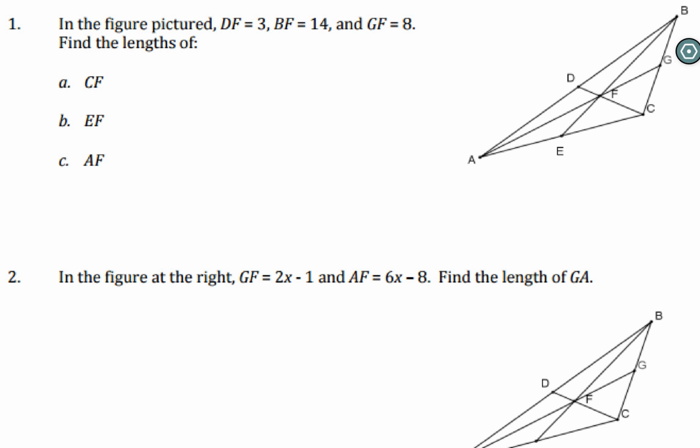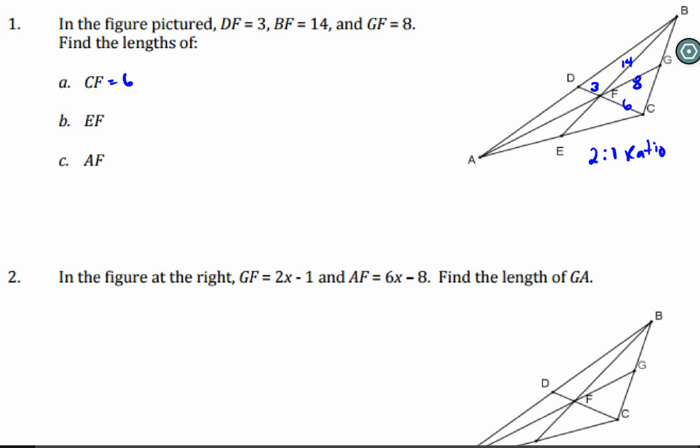Number 1 tells us 3 segment lengths. It tells us that DF is 3, so I'll put that in my picture. It tells us BF is 14 and GF is 8. Now one of the things that we know is that if this is the centroid, all of these segments are going to be in a 2-to-1 ratio. Meaning, if 3 is the length of DF, FC must be 6. So CF is 6.